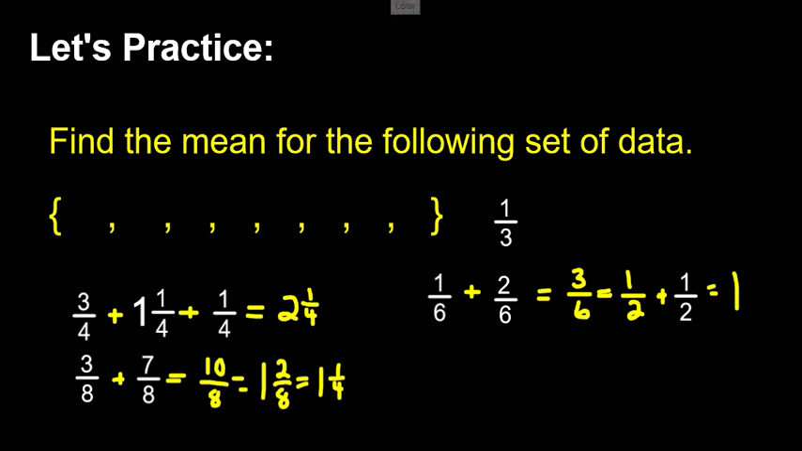So now my different values that I have, 1 plus 1 1/4, which is 2 1/4, plus 2 1/4 is equal to 4 1/2.